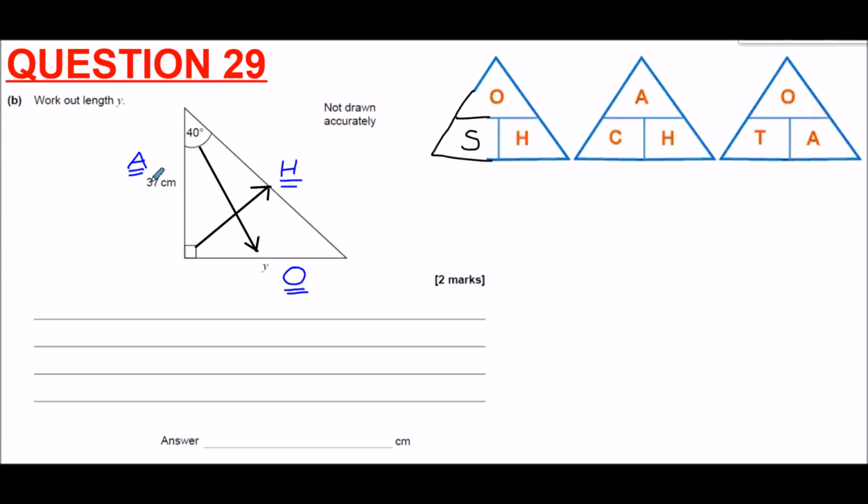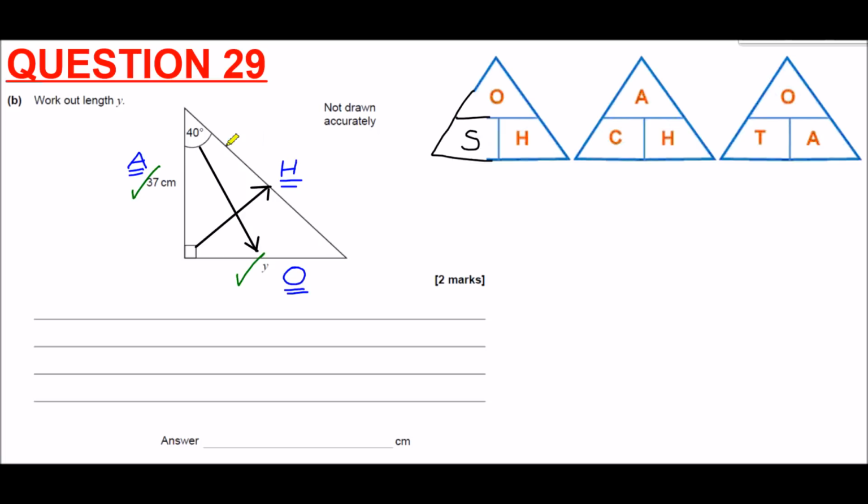So let's tick the sides we know and the side we want to know. So always tick what we're interested in. Tick the side you know and the side you want to know. That's all you need to do when finding a length with trigonometry.